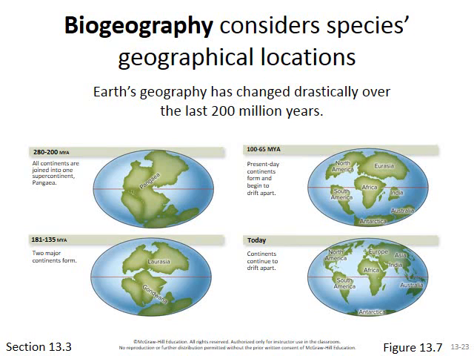And so this is showing a map of the Earth and what it looked like 280 to 200 million years ago. And then it's showing how the map of Earth has changed in these different time frames. So around 150 million years, around 75 million years ago, and then what it looks like today.